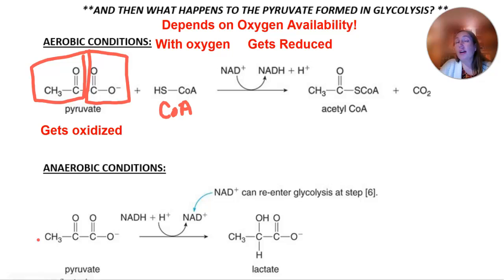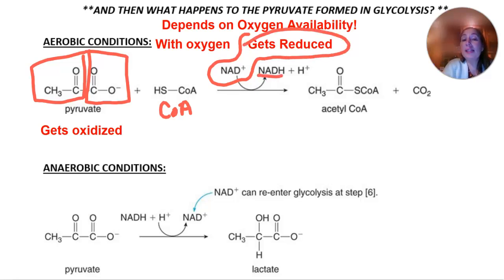So that's your thio-CoA, your HS-CoA. And NAD plus actually gets reduced to NADH and H plus, and you make acetyl-CoA and CO2. So the C double bond O side of the pyruvate really becomes CO2, and the 2 carbons on the pyruvate, well, they're going to get shuttled on acetyl-CoA.